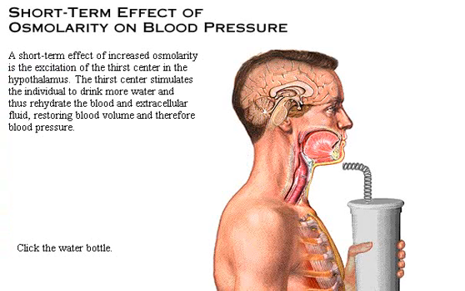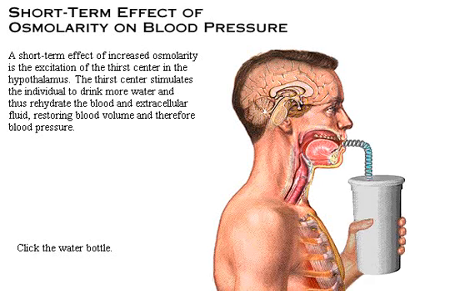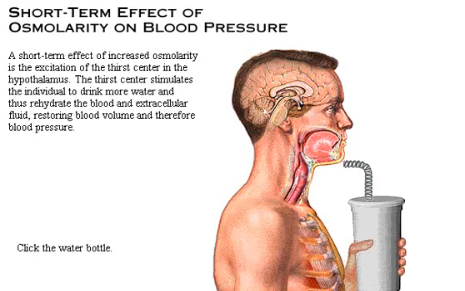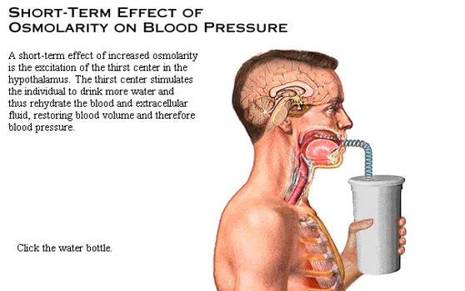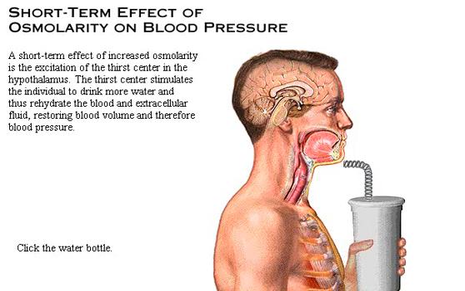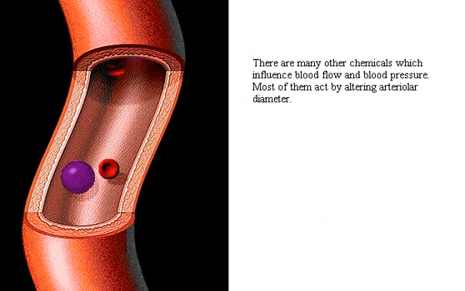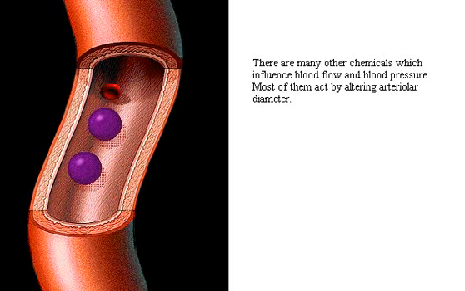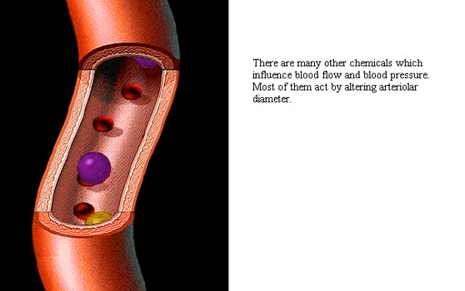A short-term effect of increased osmolarity is the excitation of the thirst center in the hypothalamus. The thirst center stimulates the individual to drink more water and thus rehydrate the blood and extracellular fluid, restoring blood volume and therefore blood pressure. Click on the water bottle. There are many other chemicals which influence blood flow and blood pressure. Most of them act by altering arteriolar diameter.